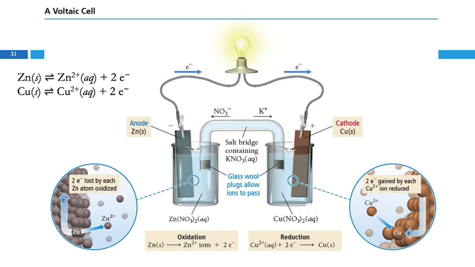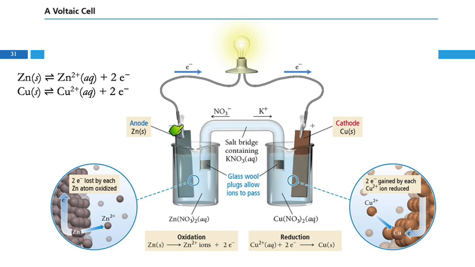So here's that picture again. This is a glass tube, and it's got some plugs here that allow ions to pass, but doesn't allow solution to pass. So we can't get mixing of these two solutions. Because if we allow these to mix together, then the electrons will just go directly from the zinc to the copper ions, and they won't go through the wire, and we won't get it to do any work for us.